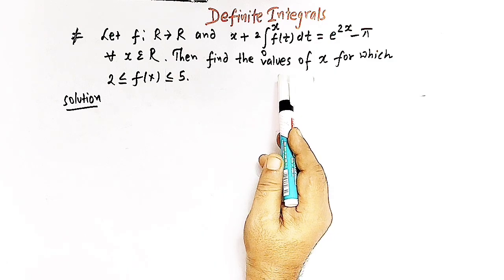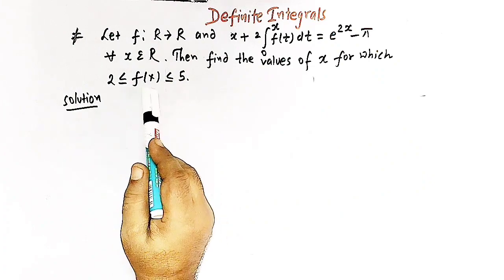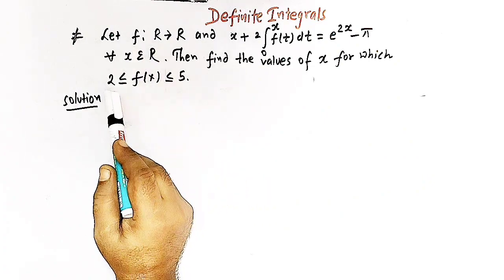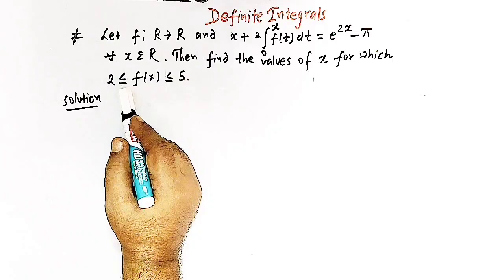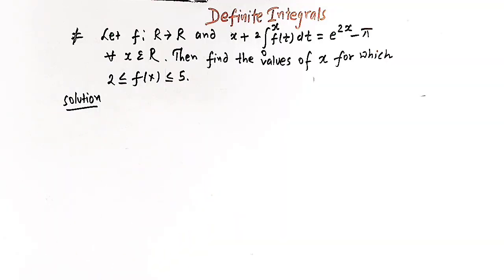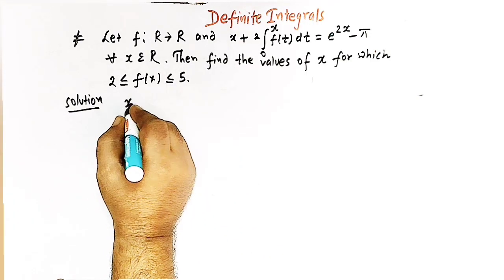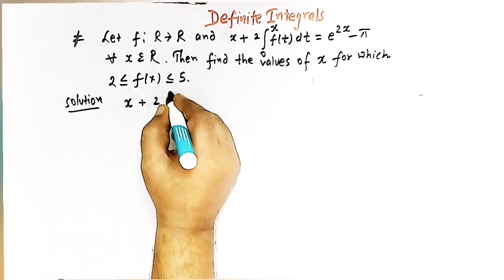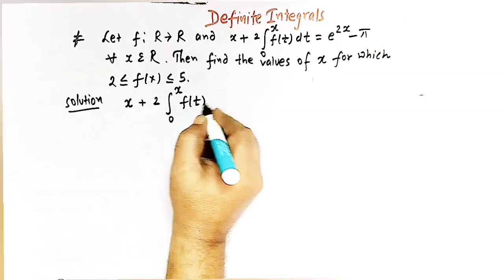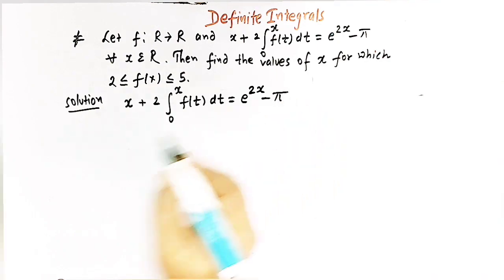Then we have to find all the values of x, or the range of x for which the function f of x satisfies this inequality, right? That is, f of x is greater than or equal to 2 but less than or equal to 5, right? So let us start. So here we are given this equation that is x plus 2 times the integral 0 to x f of t dt is equal to e raised to 2x minus pi, right?